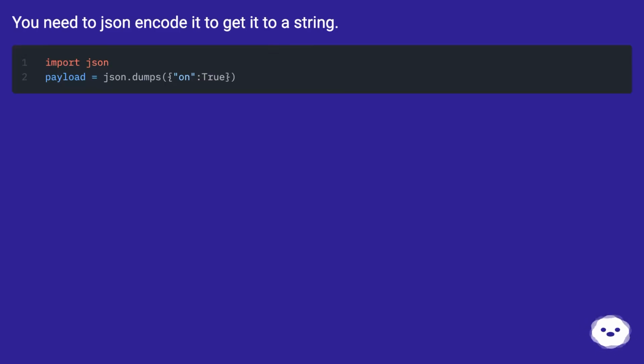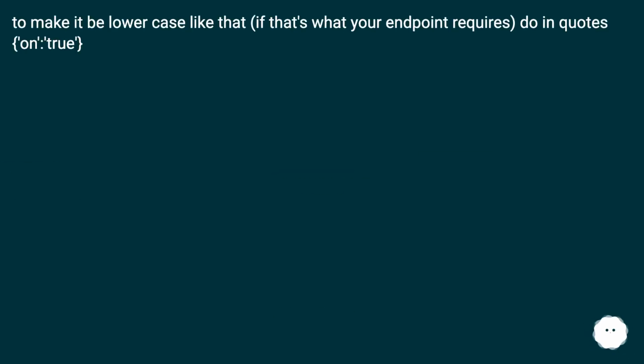Should be true, capital T. You need to JSON encode it to get it to a string. To make it be lowercase like that, if that's what your endpoint requires, do it in quotes: "true".